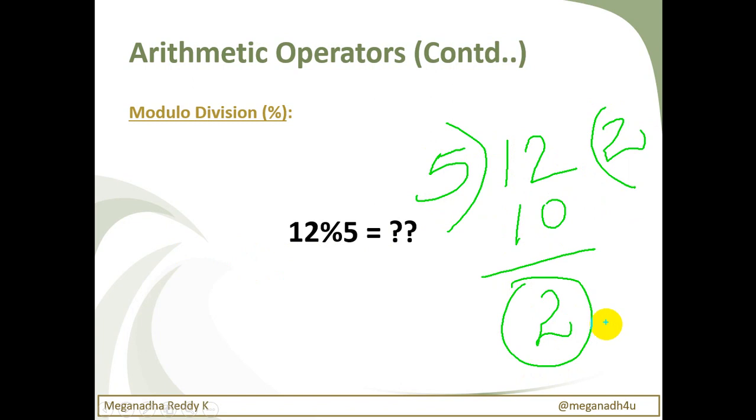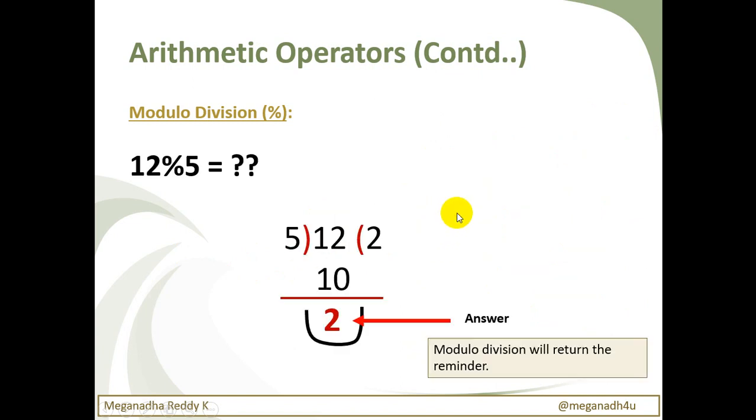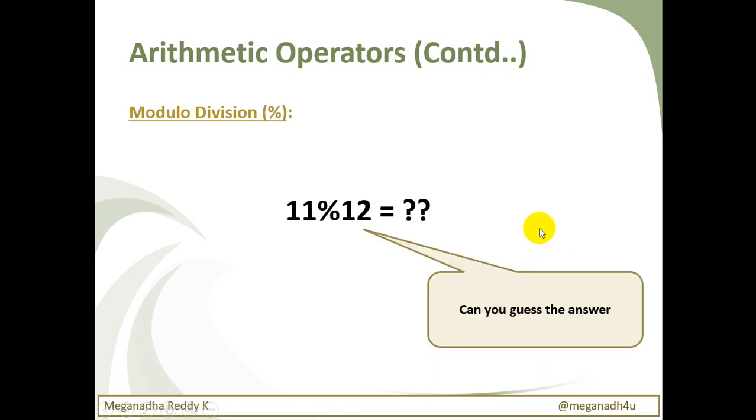So this remainder is called the answer. So modulo division will give the remainder. Now you can see here, I'm dividing with the second number 5, 5 2s are 10, 2 is the answer. Modulo division will return the remainder. Now you might get a question here, 11 modulo 12.